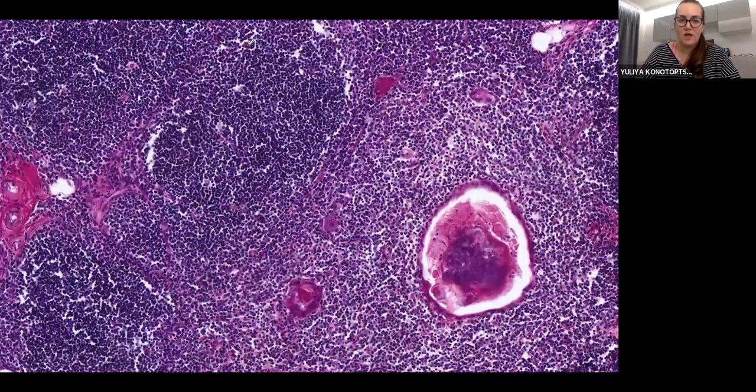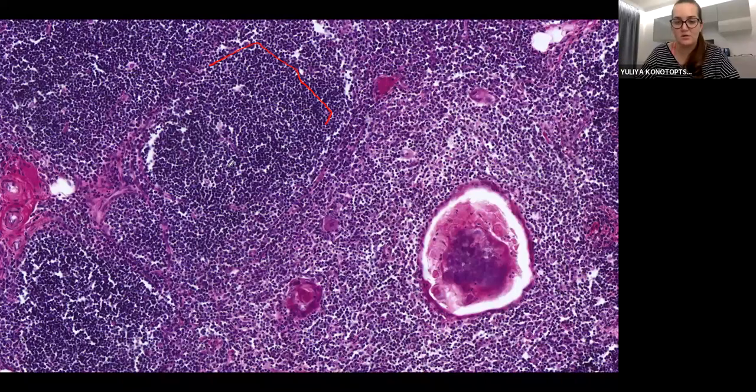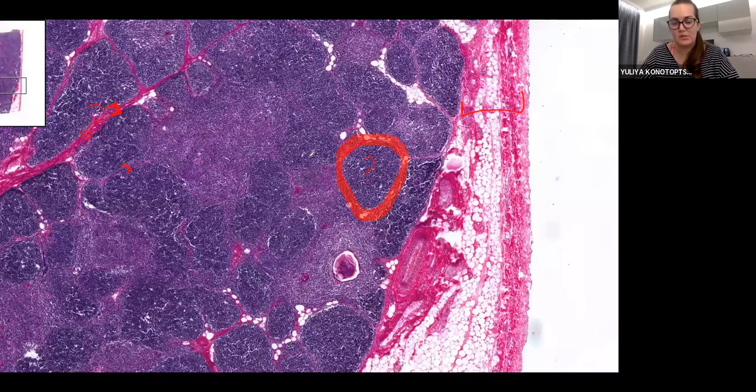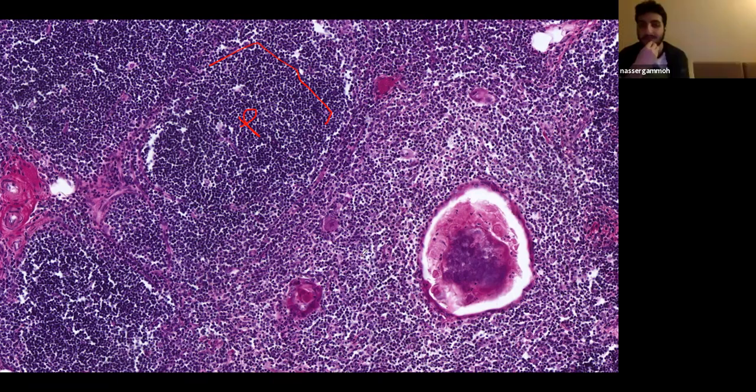So again, darker area: cortex. Guys, come on. Cortex. What happens here? What did I just say? What happens in the cortex? I just said it. Weren't listening. Positive selection. What happens here? Negative selection. So this is the medulla, okay? And here we have the negative selection.